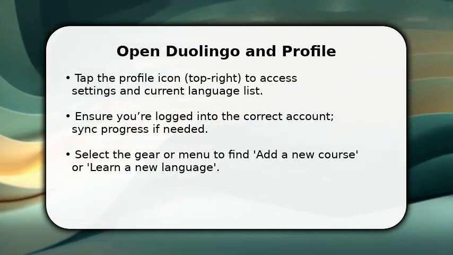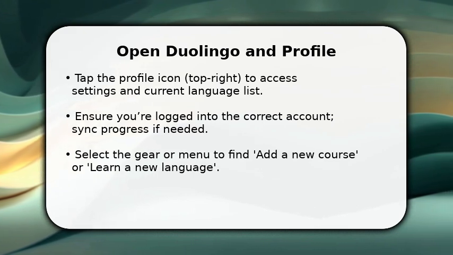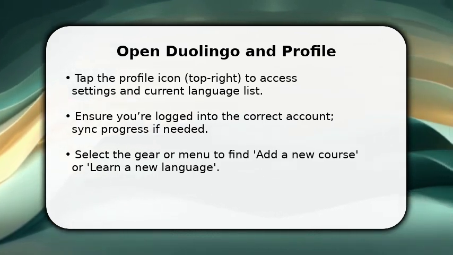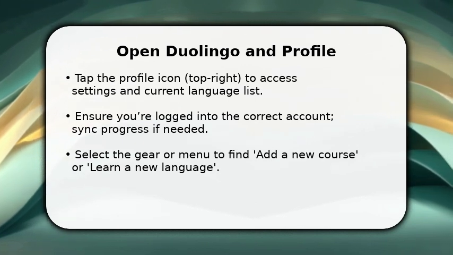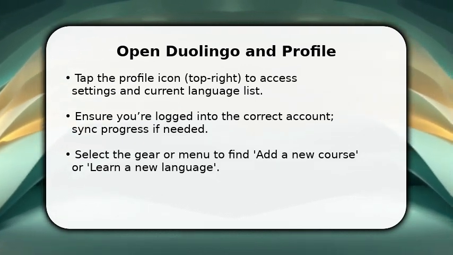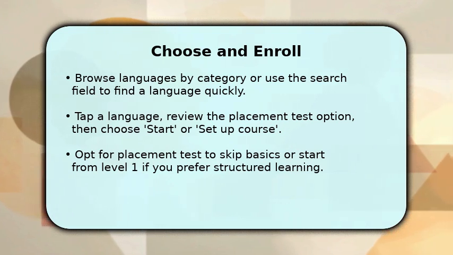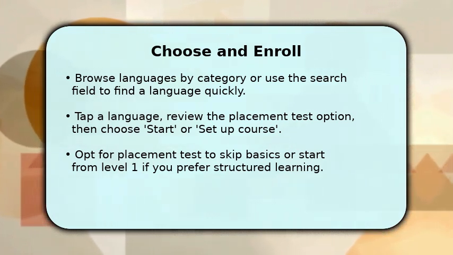You're doing this to keep your progress safe while expanding learning paths, so make sure you're on the right account before proceeding. Now tap the option labeled Add a new course or Learn a new language to begin. You'll now pick the language you want and enroll. Use the search bar or scroll categories to locate it, then tap the language card to open details.